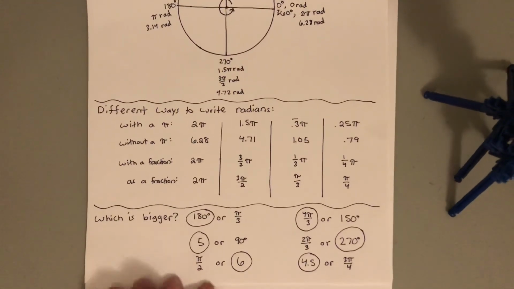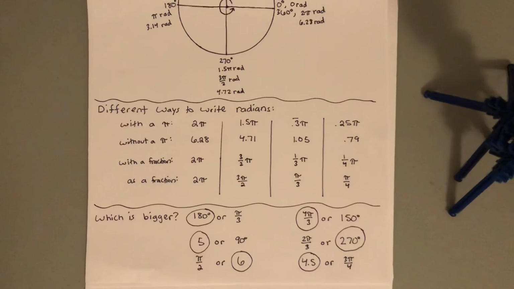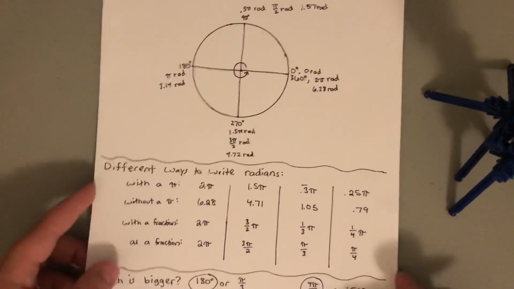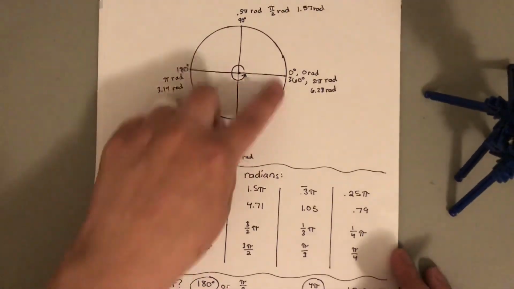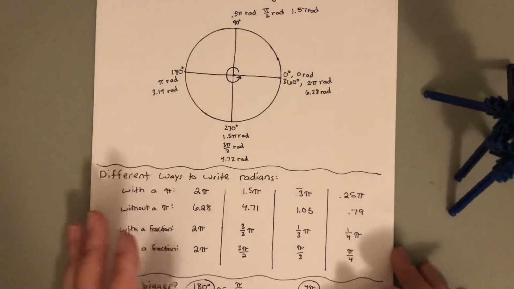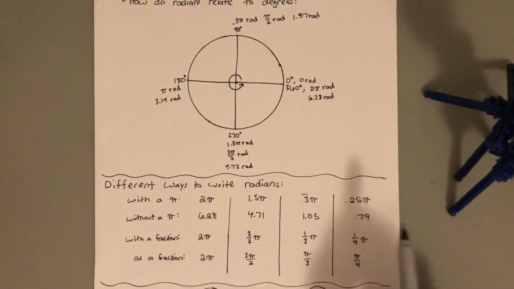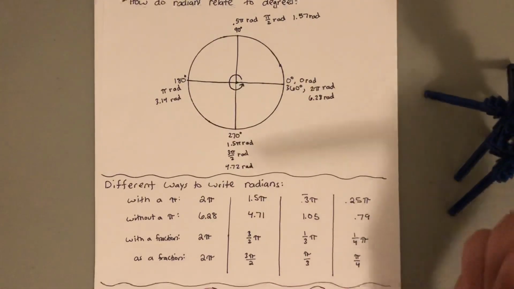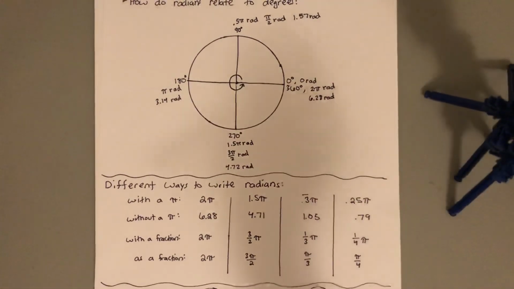So hopefully that gives you a sense of how you can compare between radians and degrees. If I were you, I would make sure to keep this circle handy. If you look in Google Classroom, you can look at a PDF of these notes. And when you're working through the practice, keep this handy. It can give you a good comparison as to how different degrees and radians relate to each other.